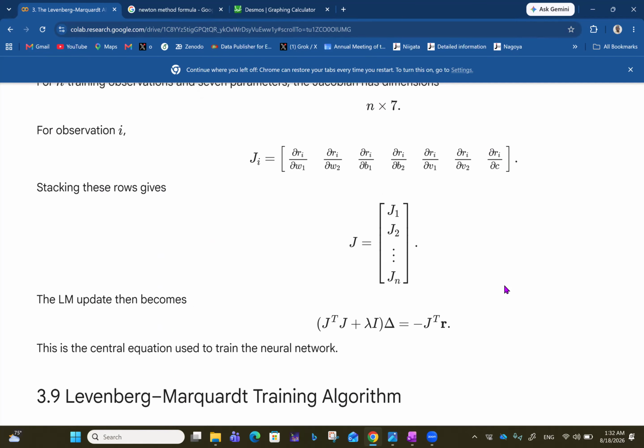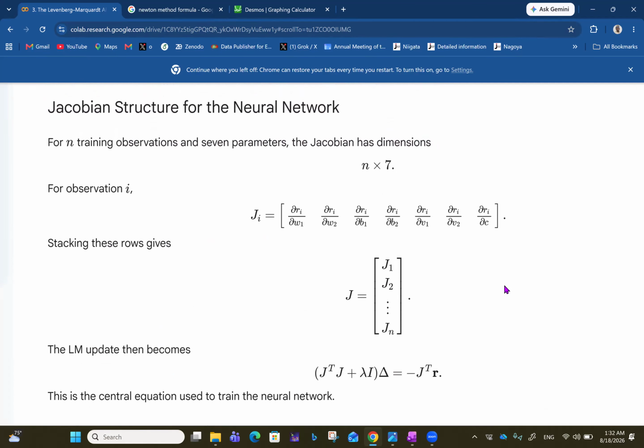So the Jacobian structure for the neural network. For n training observations and 7 parameters, the Jacobian has dimensions n by 7. So for observation i, we have J sub i equals dri dw1, dri dw2, dri db1, dri db2, dri dv1, dri dv2, dri dc. Stacking these rows gives J equals J1, J2 up to Jn, so we have this in n places depending on whatever n is.